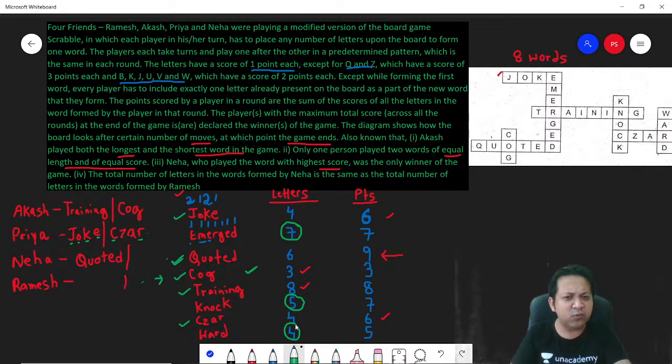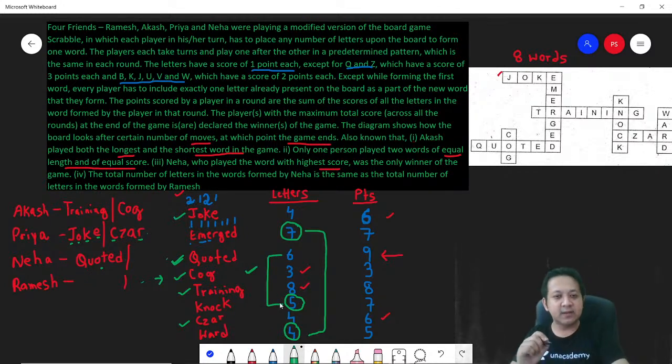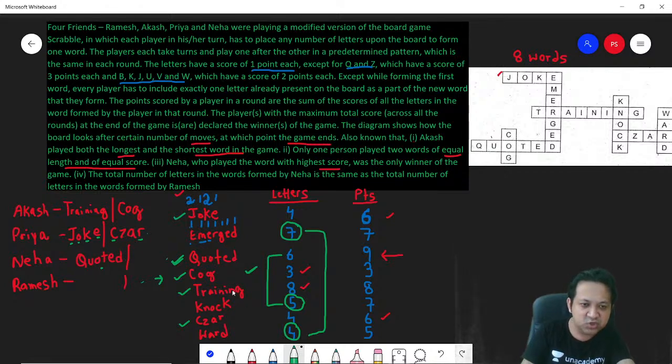So it's very easy. Which 2 combinations? Can I say 7 plus 4? It should be 7 plus 4. In that case, quoted has got 6 and 6 plus 5 will be 11. Both are equal. Can you see that? Number of letters should be the same, right? So it should be 7 plus 4 and 6 plus 5. Why? Because the number of letters in the words formed by Neha and Ramesh is the same. So the only possibility is 11 letters each. 7 plus 4, and quoted is already there, so 6 plus 5. So I got it.